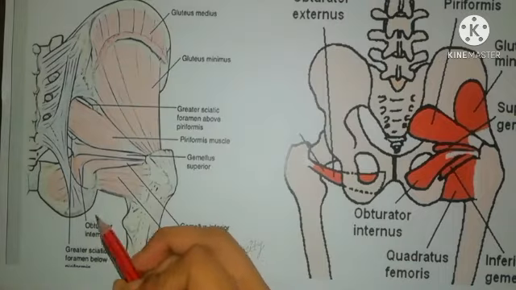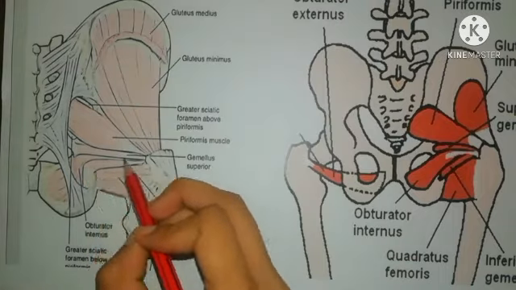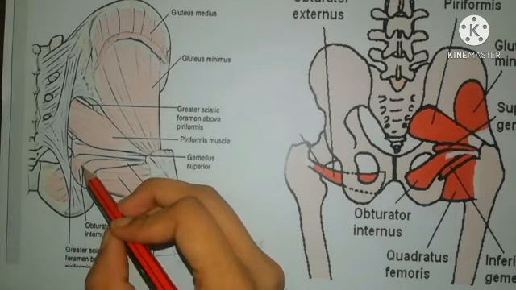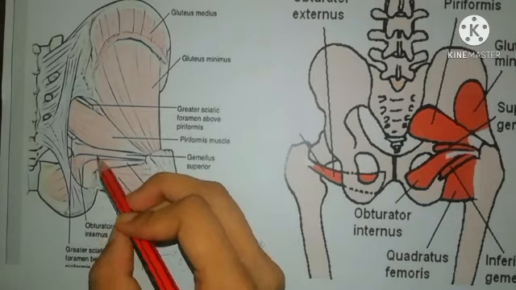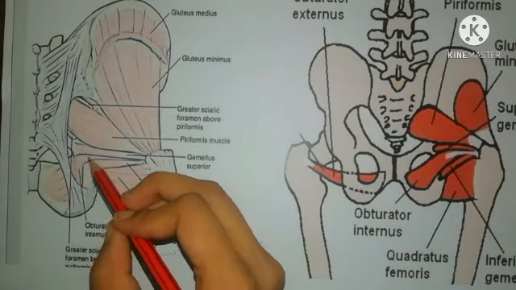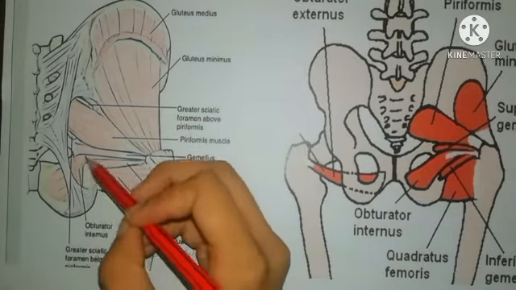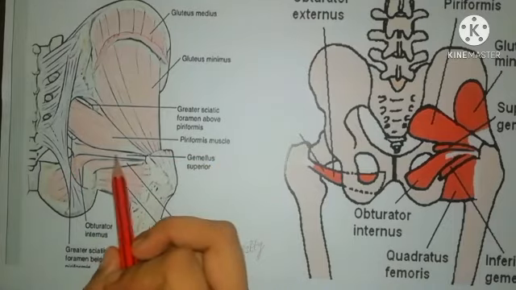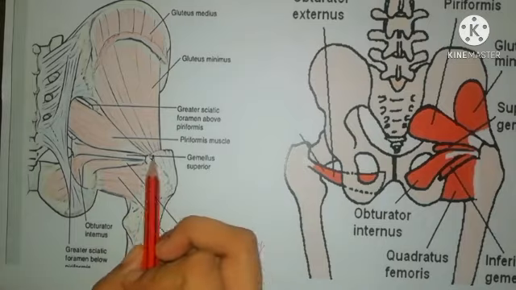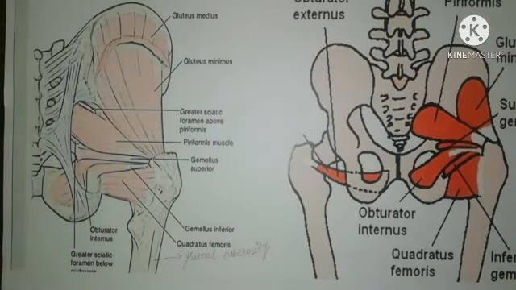Obturator internus. This whole muscle is obturator internus. It is fan shaped, a flattened belly, lies in the pelvis and the tendon in the gluteal region. Origin is from the pelvic surface. Insertion is in the medial surface of the greater trochanter of the femur. Nerve supply is nerve to obturator internus.